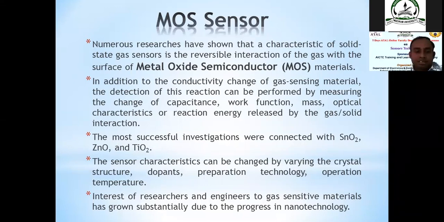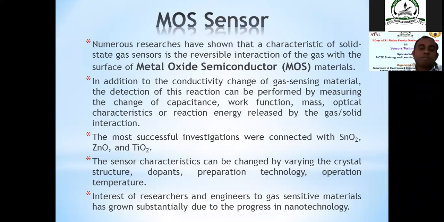Now, the sensor characteristics, as I have already told, can vary with the crystal structure, the dopant, and the preparation. Those sensor characteristics can be controlled through the preparation technology also. How this device or sensor film is prepared will dominate whether it will sense, at what temperature it will sense, or what gas it will sense. So operation temperature is another important parameter. There are so many variables and so many ways to control or characterize these sensors. So researchers and engineers became interested in preparing gas sensors using those materials for sustainable development of our future technology.